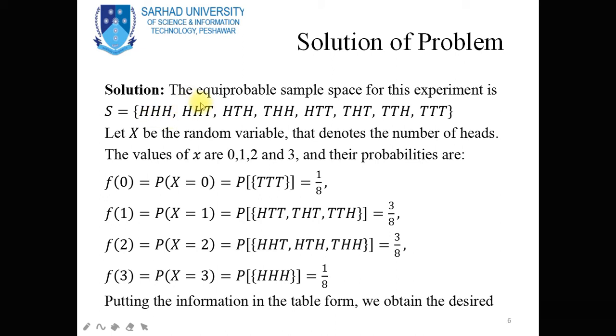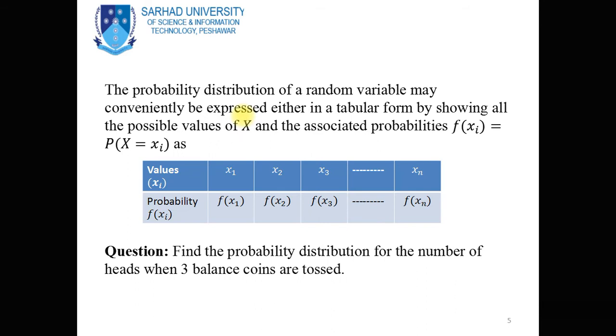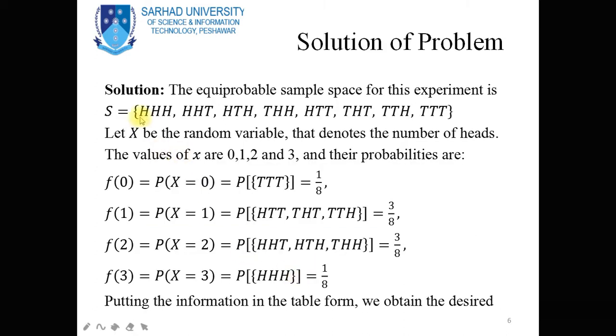This is the sample space. When three balanced coins are tossed, maybe we obtain head, head and head all three times. Maybe for two times we obtain head, and for the third time we obtain tail. Maybe we obtain head, tail and head.